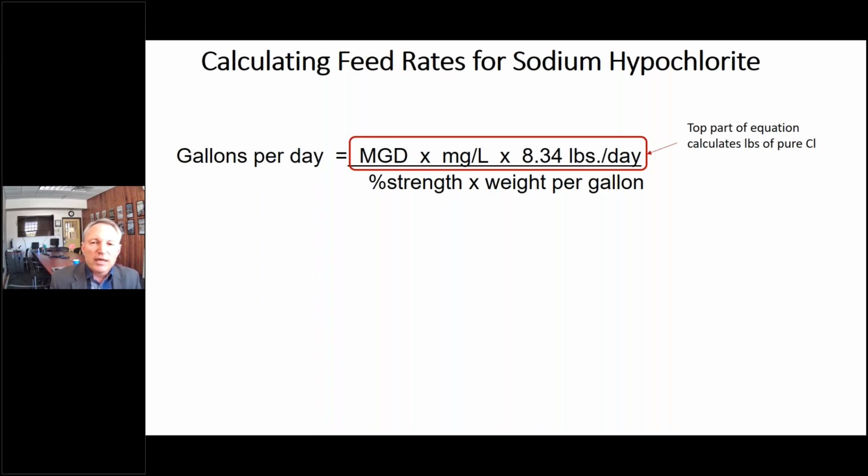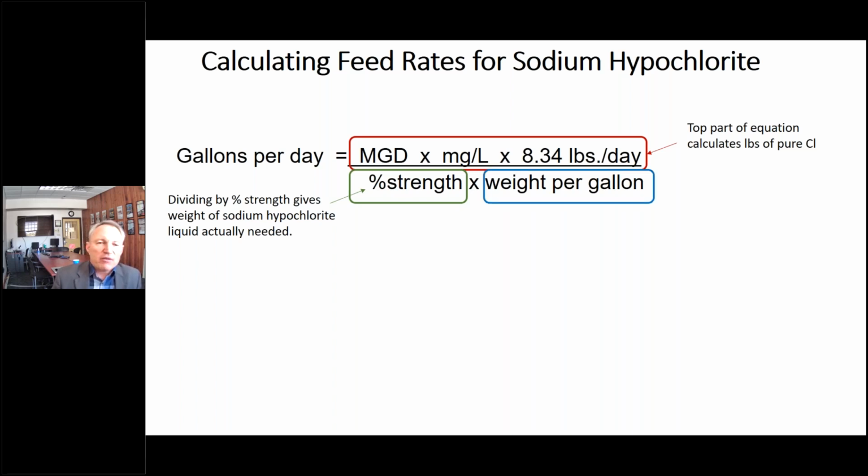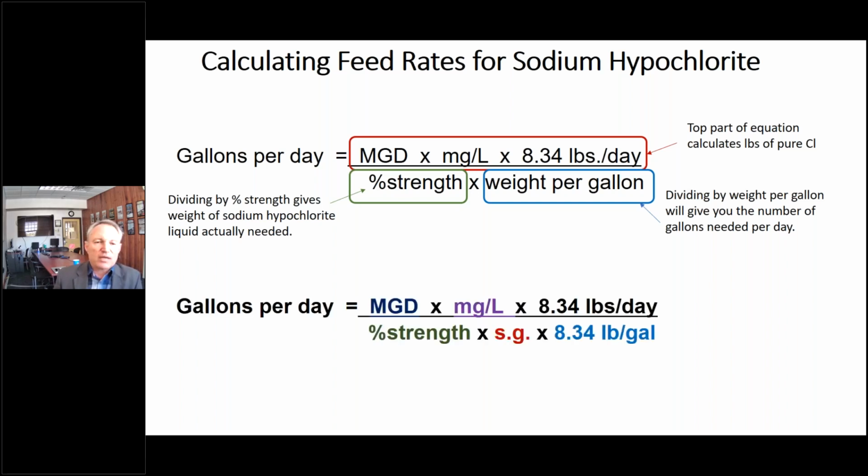Well, in order to get that amount of pure chlorine, we're actually going to have a larger amount of material, a higher weight of liquid material. So when we divide by the percent strength, that'll give us the actual weight of this liquid sodium hypochlorite that we need. Then when we divide by the weight per gallon, that will give us the number of gallons. So it's kind of a three-step, but we can do the calculation all at once. There's three things going on.